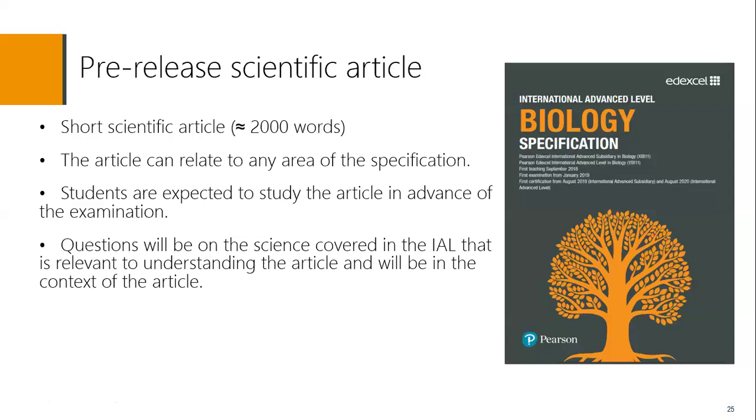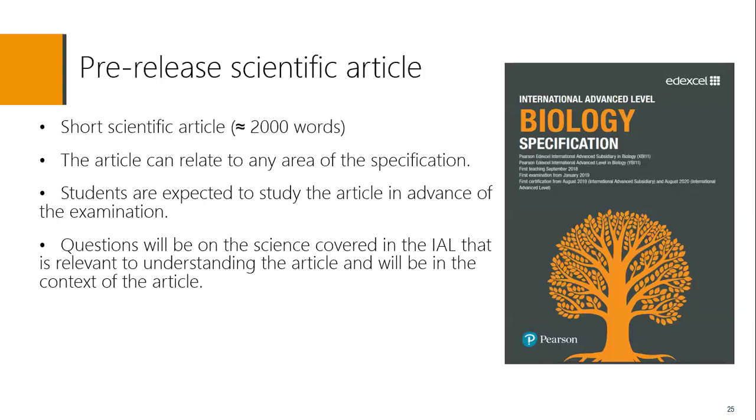Now we're going to move on to think about the pre-release scientific article. I know there's been a couple of questions about that already. It is a short article of about 2,000 words. It can relate to any aspect of the qualification. It's approximately 2,000 words long. And it's accessible. The language is chosen so the language is accessible to A-level students.